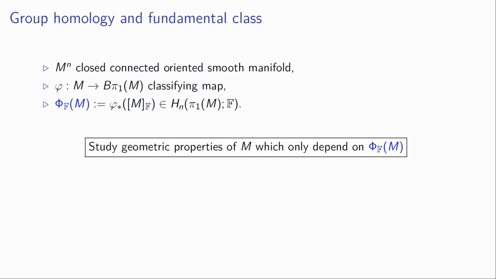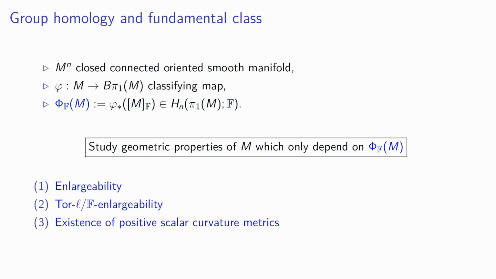In my talk, I will study geometric properties of M which only depend on this class in group homology. In the first place, it's not clear at all that there are geometric properties that may depend on this class, since we saw an algebraic definition and a topological definition, but what does it have to do with geometry? So it's already interesting that something like this exists.